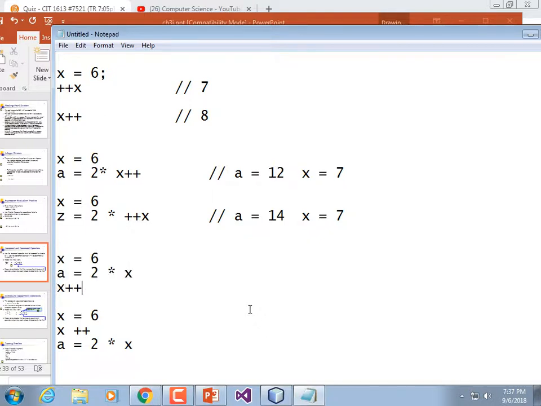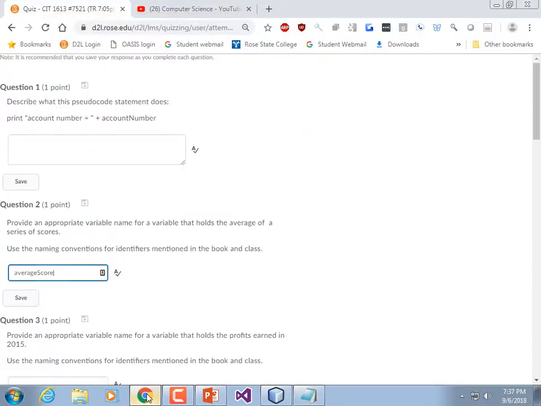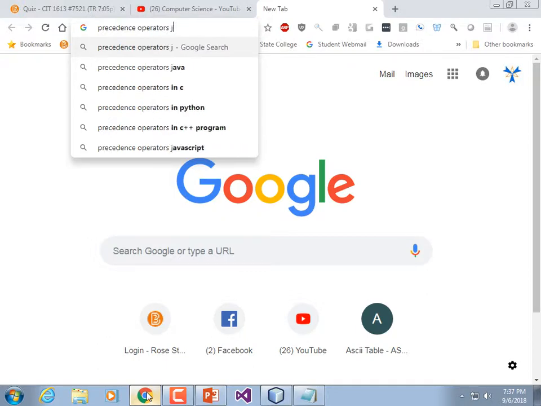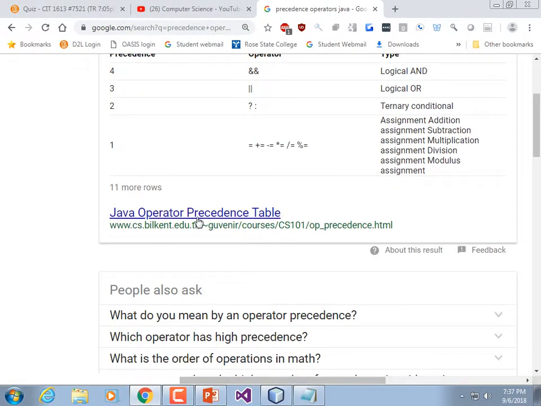If the plus plus is last, then it's the last thing that happens in the expression. If the plus plus is first, it's the first thing that happens in the expression, even before parentheses and things like that. No, I can't say that's true. But before all the other mathematical operators. If you look up the precedence chart, the total precedence chart in Java, there's a lot more than just addition and subtraction.